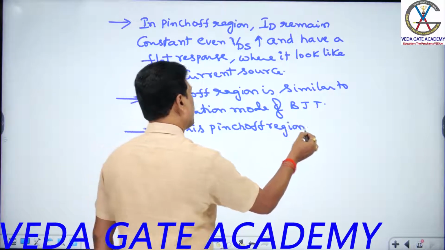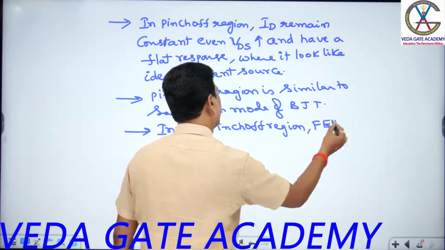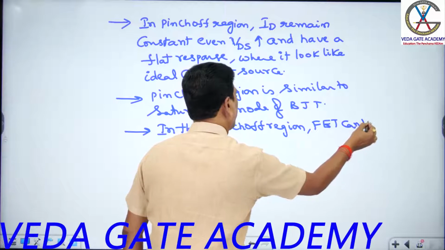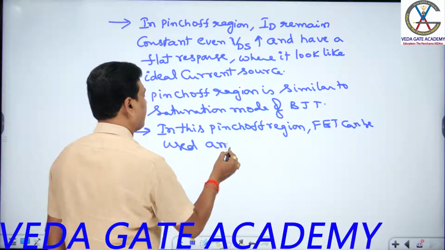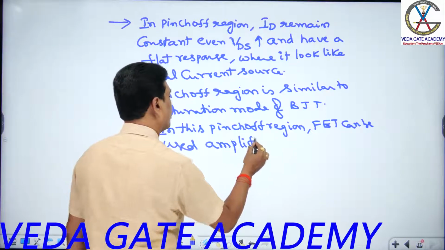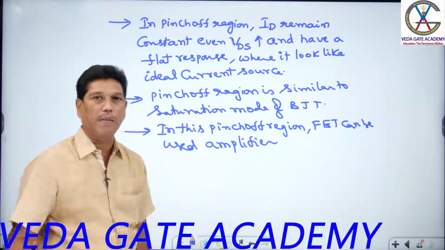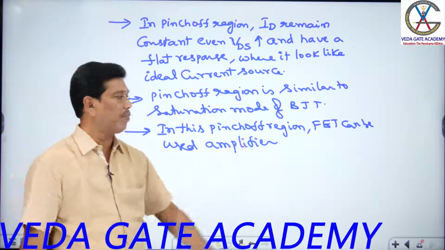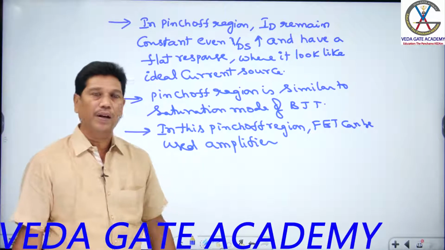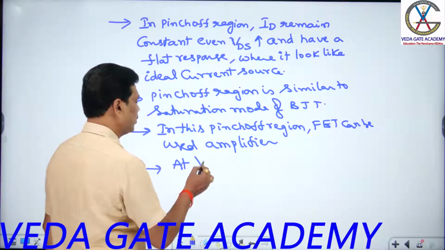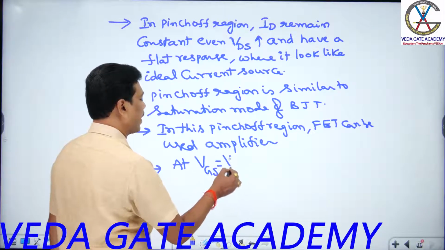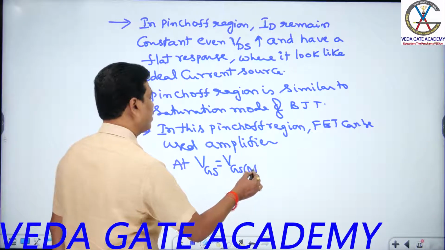so FET can be used as an amplifier. FET can be used as an amplifier, students. Confirm? So FET is able to act as a voltage amplifier there, and VGS equal to VGS off, that is the cutoff gate voltage you can call.